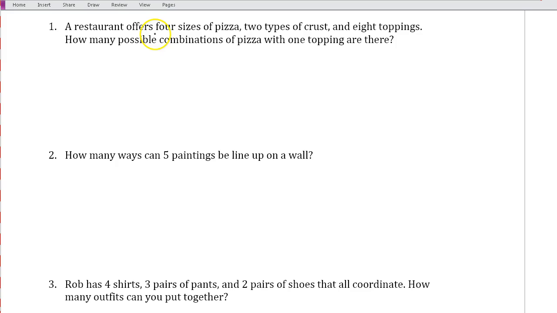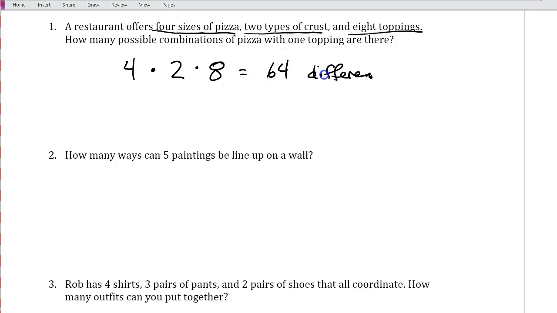So we've got 4 sizes, 2 types of crust, and 8 toppings, so we have to pick one of those. So we have 4 choices for the pizza times 2 choices for the crust times 8 different toppings. We can only pick 1 topping, which would give us 64 different pizzas.